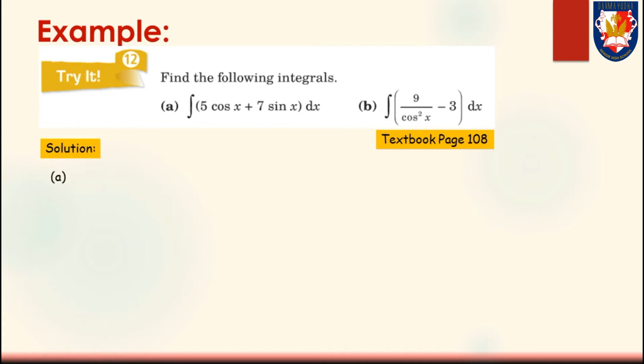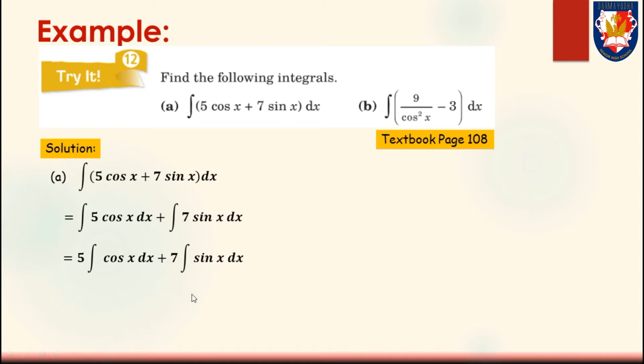For part A, the integral of 5 cosine x plus 7 sine x dx equals the integral of 5 cosine x dx plus the integral of 7 sine x dx. So using the constant multiple rule, we'll have 5 times integral cosine x dx plus 7 times integral sine x dx. Based on the definition, we have that the integral of cosine x dx equals sine x plus c, and the integral of sine x dx equals negative cosine x plus c.